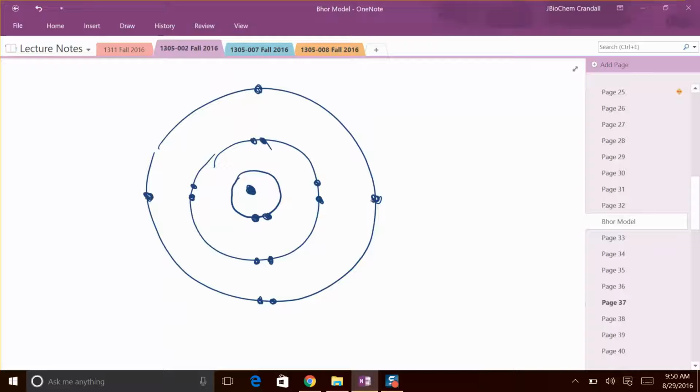How many valence electrons does potassium, number 19, have? 1. 1 valence electron. How many does it want? It wants to lose 1. Why? Because it's easier. It wants 8, right? Look how far it would have to go to gain 8 electrons. But what if it just loses a single valence electron?